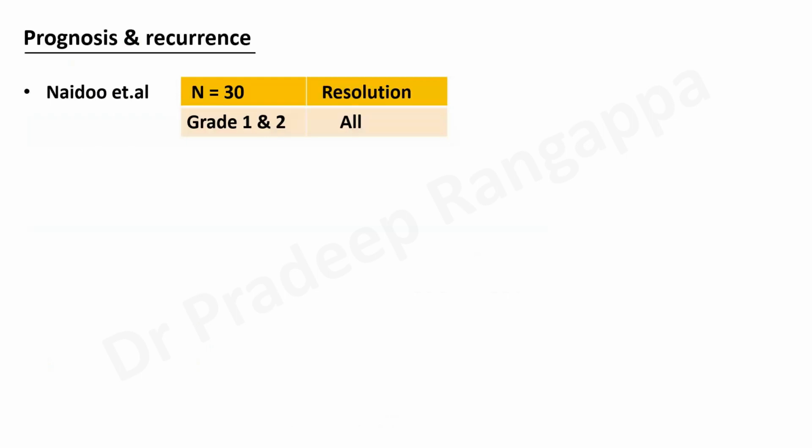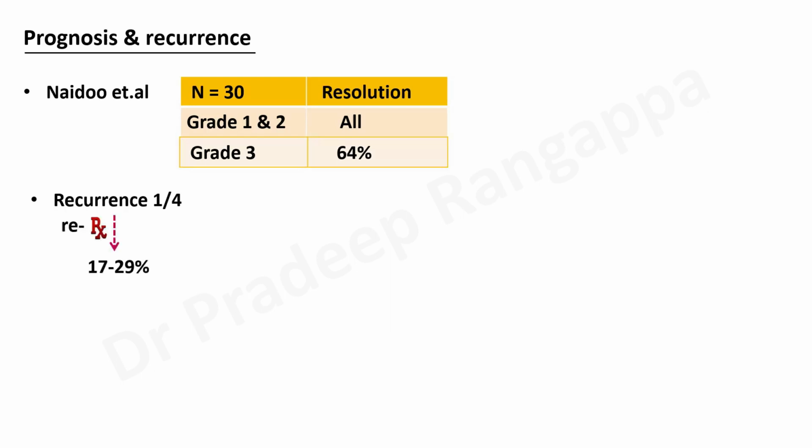So prognosis and recurrence. This was a study by Naidu et al. In 30 patients, grade 1 and grade 2 pneumonitis, all of them recovered. Grade 3, 64% of them resolved. And obviously you had the rest of them who possibly died. So the mortality attributed to pneumonitis due to immunotherapy is 28% in this particular study. And a quarter of these patients tend to recur. The pneumonitis can recur. And if you re-challenge them, if you again restart immunotherapy, 17 to 29% of them can have a recurrence of this pneumonitis. So that is the data we have from this study from Naidu et al.